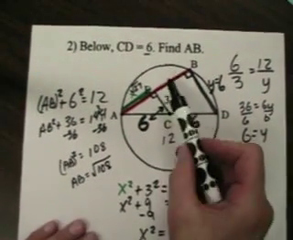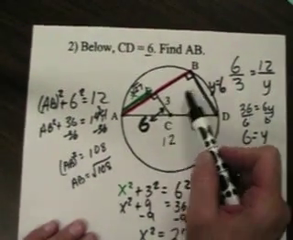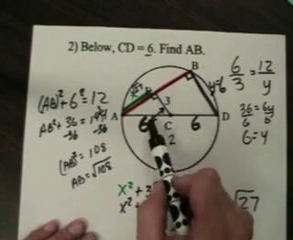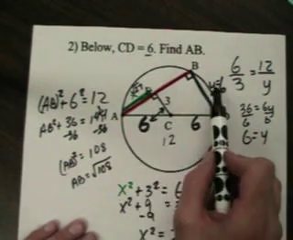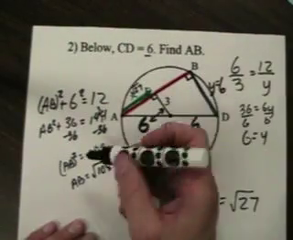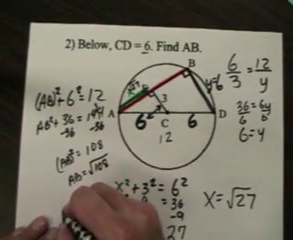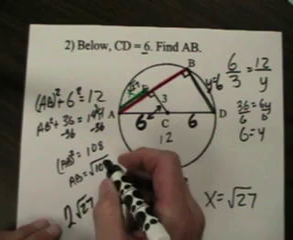Now, I could also look at it this way. I'm doubling. I can see my scale factor now. 6 goes to 12, 3 goes to 6, and so this can also be, should give me the answer of 2 times the square root of 27.